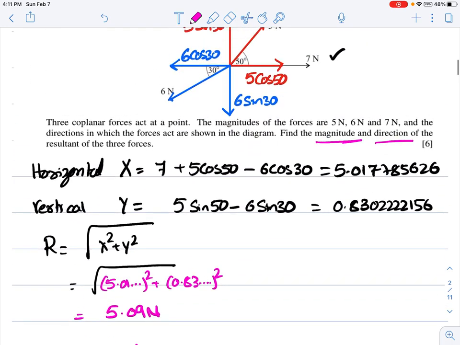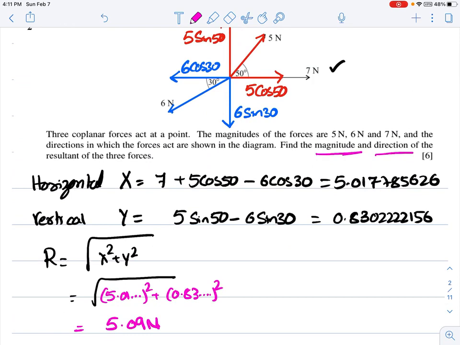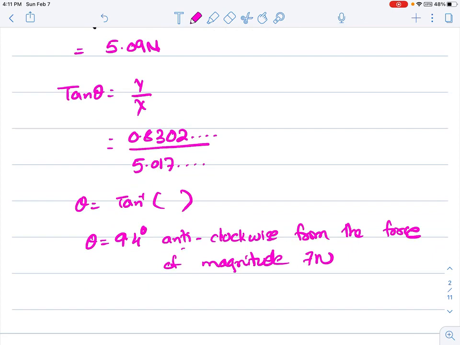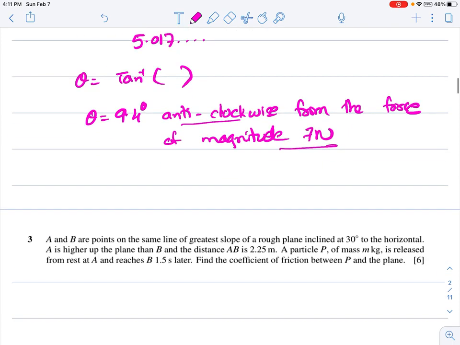Because the question is asking for the direction, you should be able to tell the direction also. So how do I know that it is from the force of 7 newtons? Basically, we got the x value as positive and the y value also as positive. X positive and y positive means it should be in the first quadrant. The first quadrant's base is nothing but the 7 newtons. So our angle should always be mentioned with respect to the positive x-axis, or the 7 newtons. Since x is positive and y is positive, it is going upwards, so it is an anti-clockwise direction. So remember to write the words anti-clockwise direction from the force of magnitude 7 newtons.